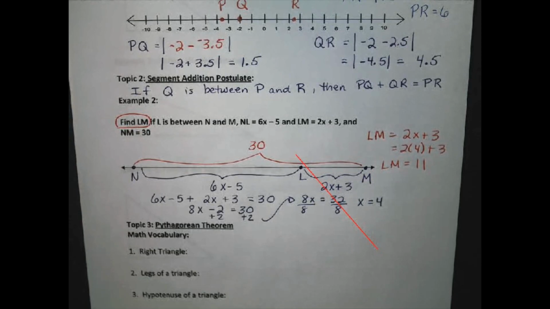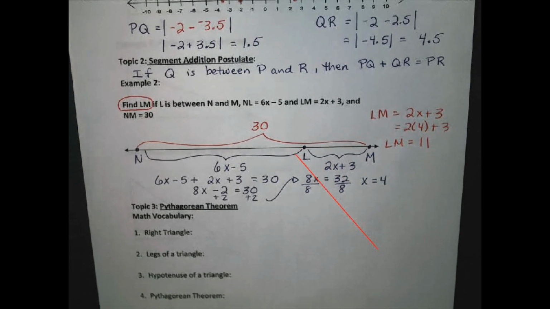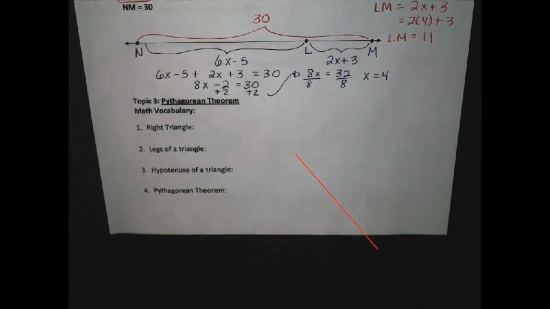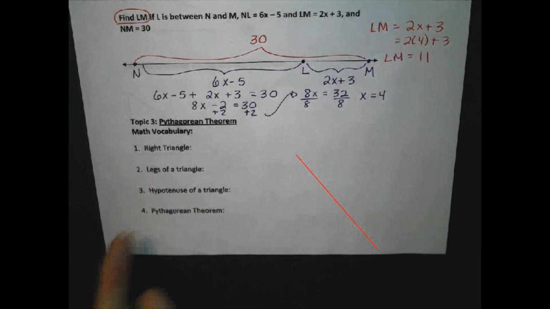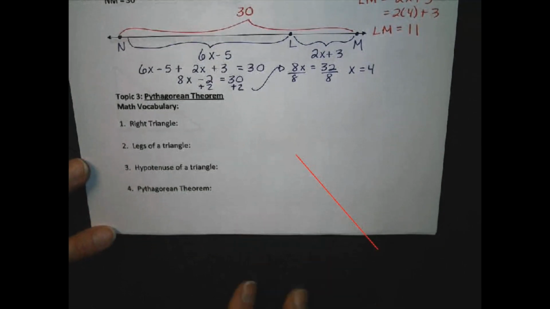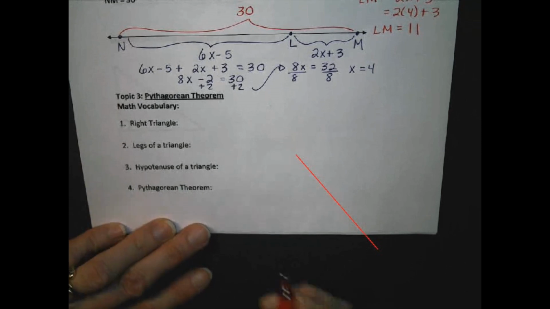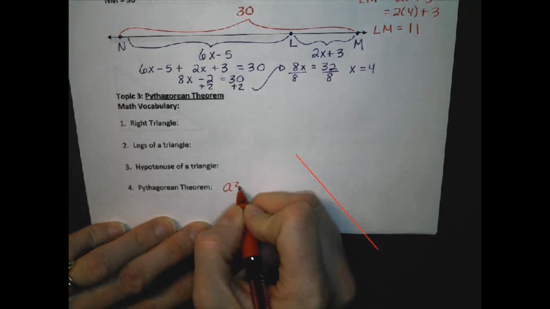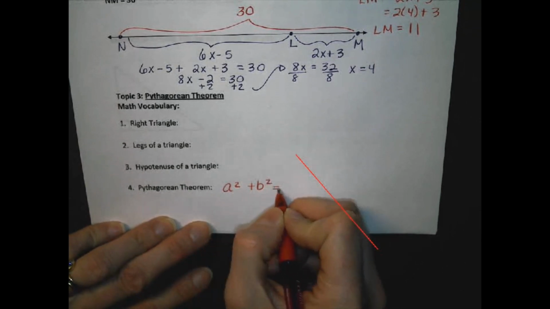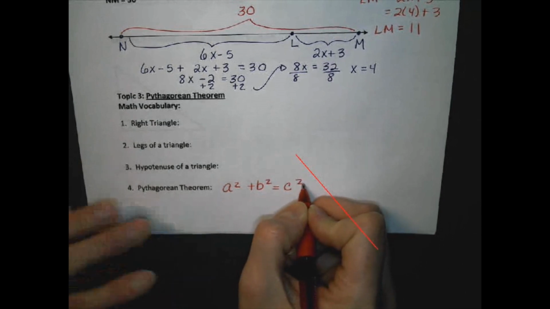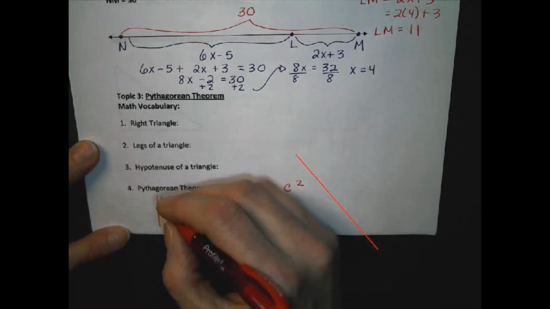Moving on to the Pythagorean theorem, there are several more definitions that you can fill in from the document on the wiki. Keep in mind that the Pythagorean theorem is the equation a squared plus b squared equals c squared. And in this case, it's very important that your triangle be labeled properly.